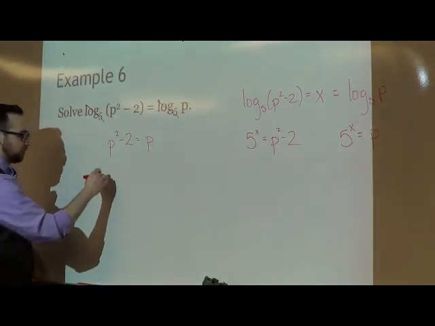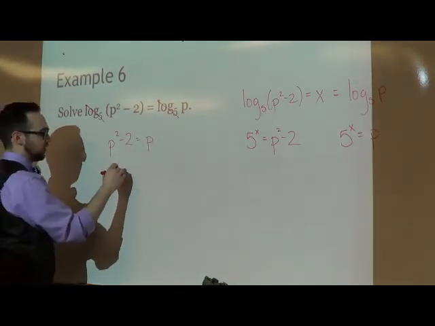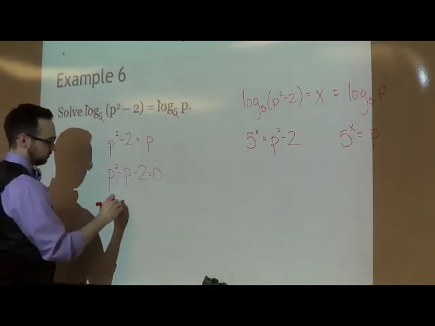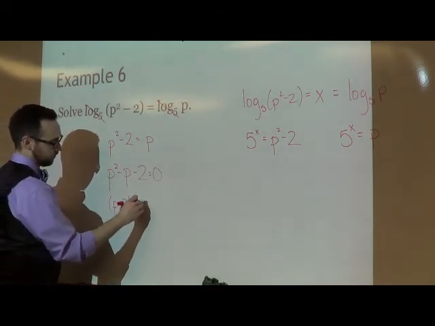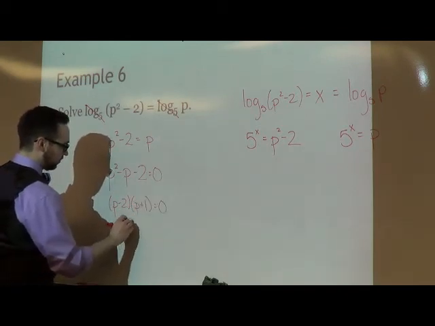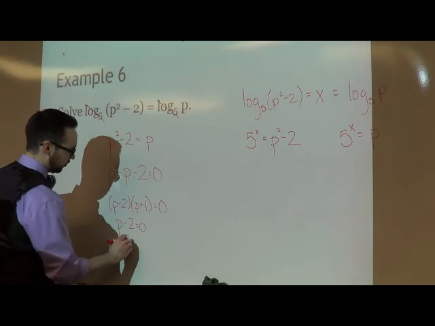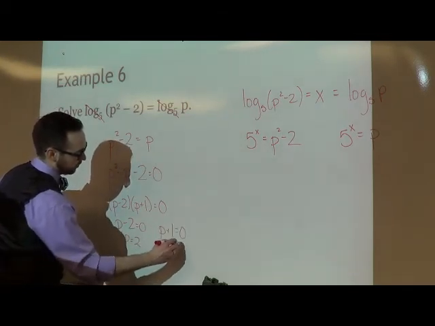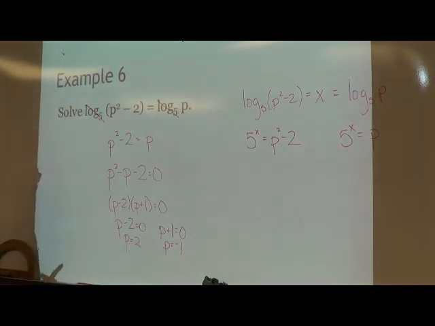It's a quadratic. I'm going to isolate it and set it equal to 0. Factor. So p minus 2 equals 0, so p is equal to 2. And p plus 1 equals 0, which means p is equal to a negative 1. We have to check our solutions. There's almost always going to be, again, one of those that doesn't work.